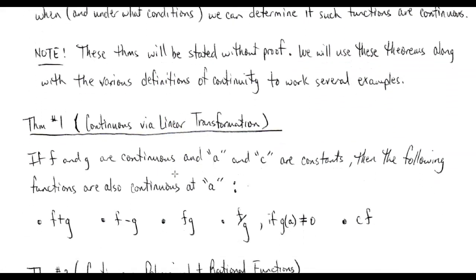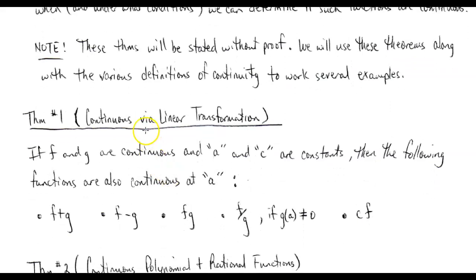Theorem number 1, continuous via linear transformation. If I have 2 functions that I know are continuous, and I have these 2 constants a and c, then I know that the following new functions that I can create from these old functions will also be continuous.